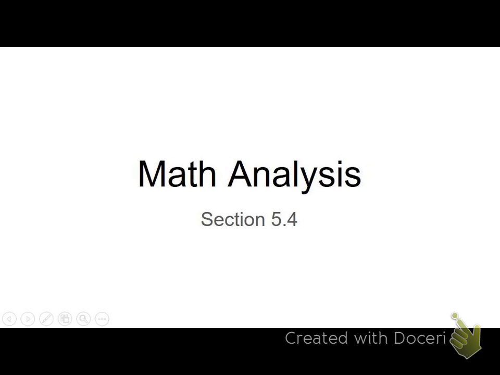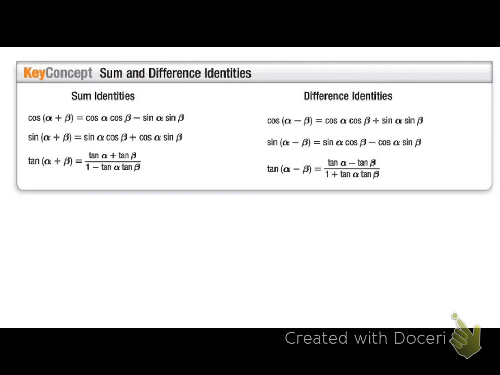All right, we're going to talk about section 5.4 of the book. What this is going to use is our identities. We're going to expand it a little bit to talk about some sum and difference, so adding and subtracting within value series. We can see we have cosine of alpha plus beta and cosine of alpha minus beta. Same with sine and tangent. And then these expand into our identities.